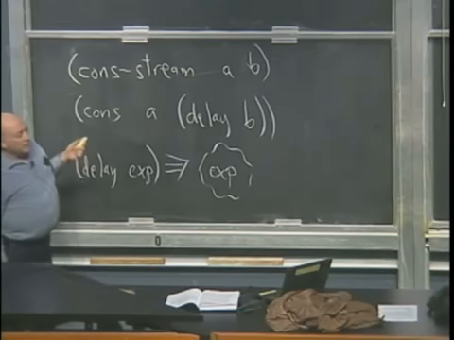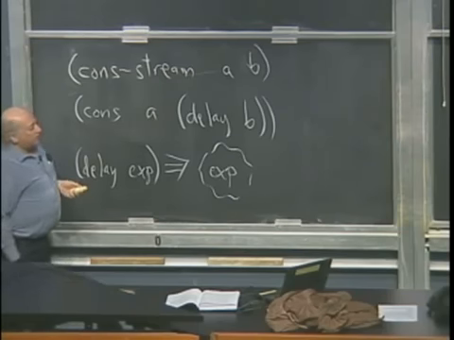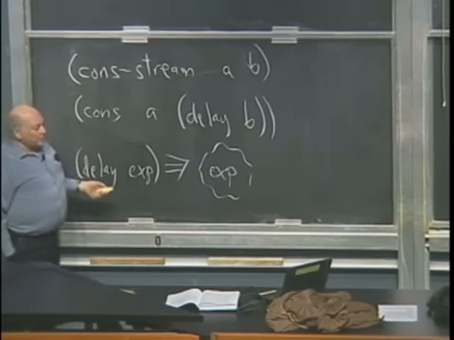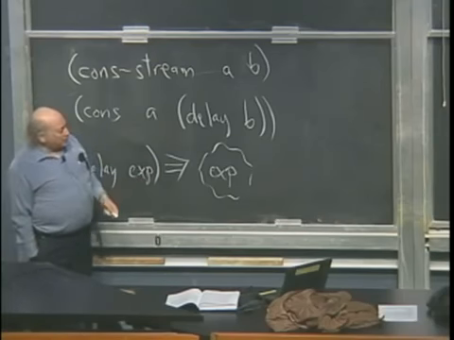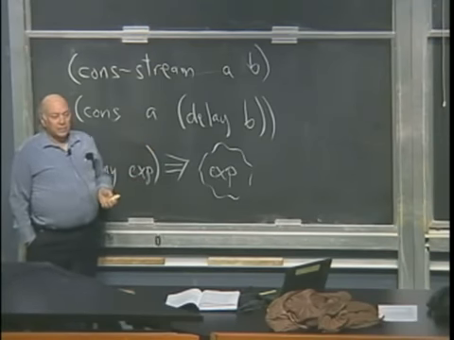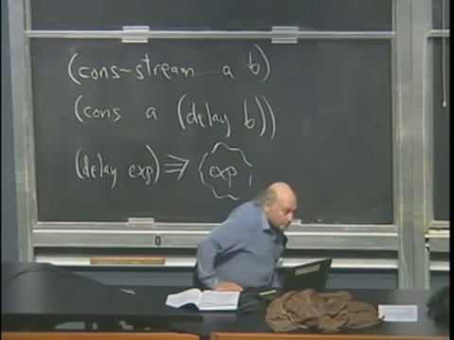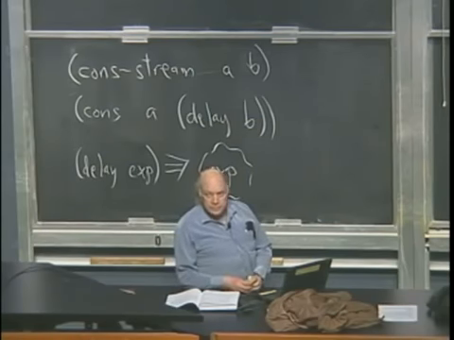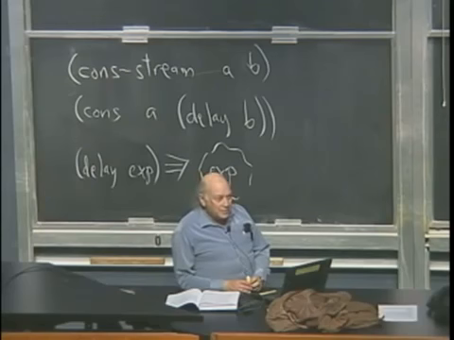That's why stream-filter returns right away, because it does cons-stream rather than cons, and that means the recursive call, the thing that's the second argument to cons-stream, is delayed. So we just make a promise to call stream-filter later. Okay? Everybody happy so far?